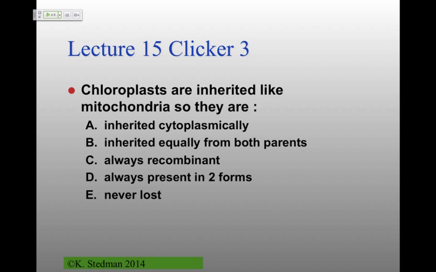So our last clicker question for today. Chloroplasts are inherited like mitochondria, so they are inherited cytoplasmically, inherited equally from both parents, always recombinant, always present in two forms, never lost.